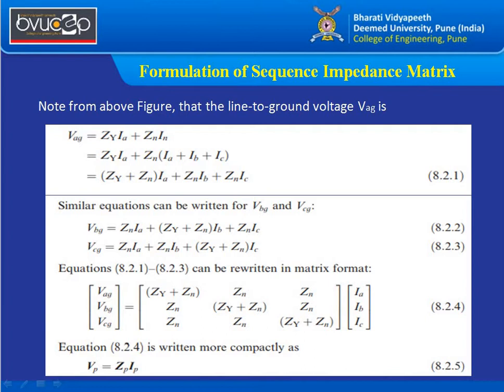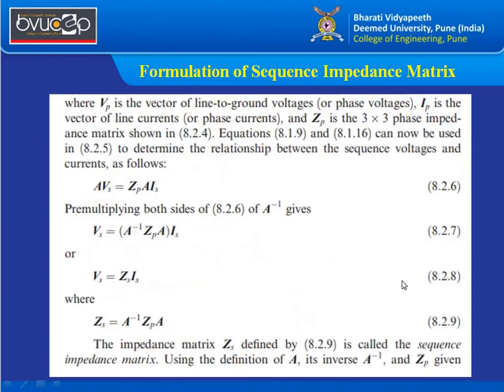Now when we represent this in matrix form, it becomes VAG, VBG, VCG equal to a matrix with ZY plus Zn on the diagonal, multiplied by the current vector IA, IB, IC. The diagonal elements are the same and the off-diagonal elements are different, because we have considered the impedance to be similar for all three phases. So we can say VP equals ZP into IP.